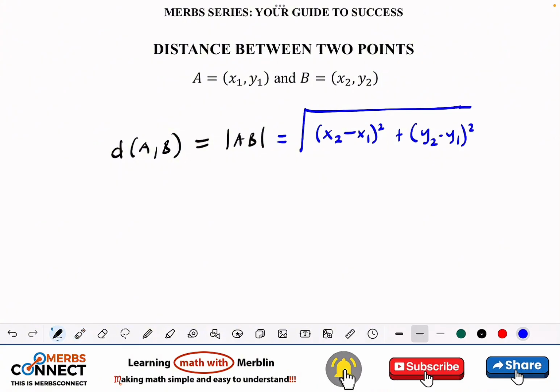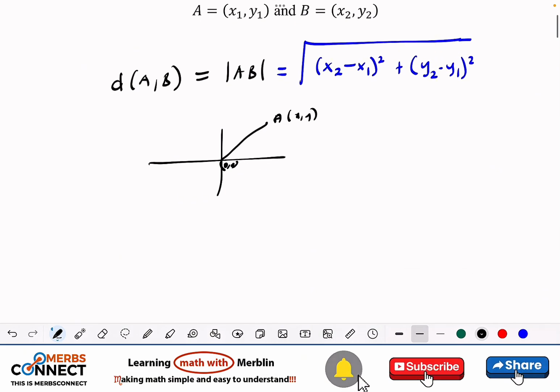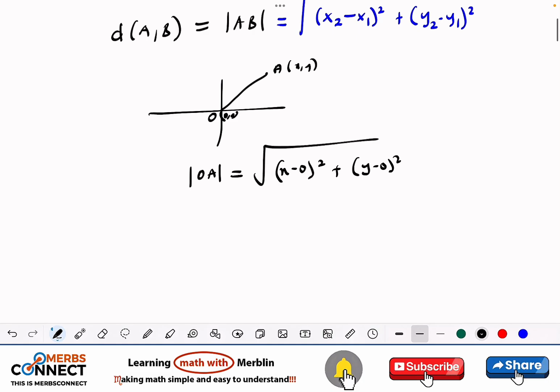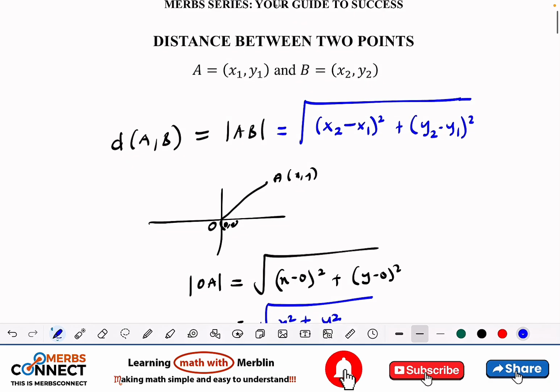But let's assume that one of the points is 0, like we are coming from the origin of the coordinate, right? Let's assume that we are coming from the origin to, let's say, A. So origin means that here is 0. And let's assume that this is x and y. Then what will be the distance? The distance from the origin to A is going to be the square root of x minus 0 squared plus y minus 0 squared. And this is going to give us the square root of x squared plus y squared. Very nice.